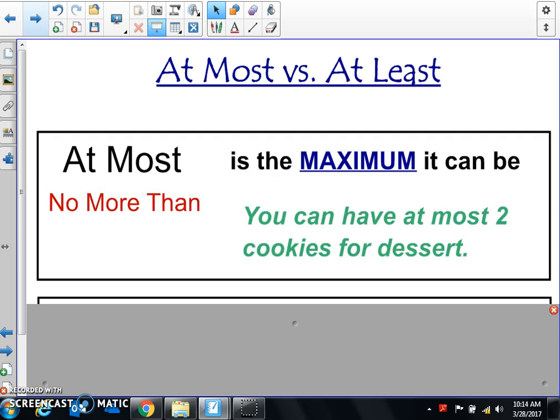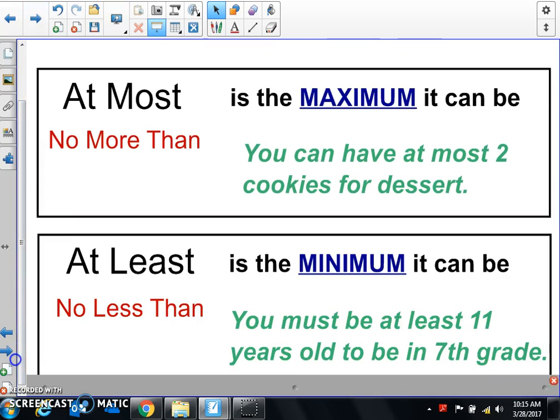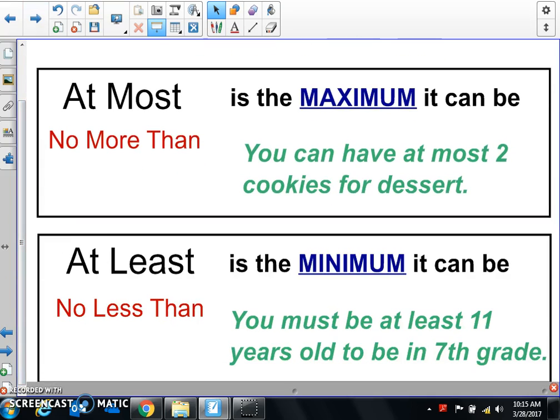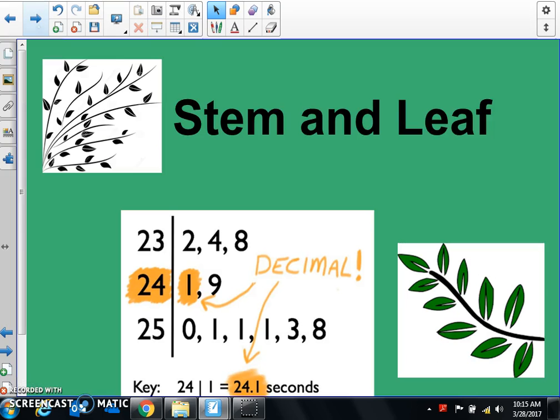We also need to know the difference between at most versus at least. At most is the maximum it can be, so no more than. So you can have at most 2 cookies for dessert, which means you can have either 0, 1, or 2 cookies, but you can't have 3, okay? Versus at least is the minimum amount. You must be at least 11 years old to be in the 7th grade, which means you can be 11, 12, 13, 14, and so forth.